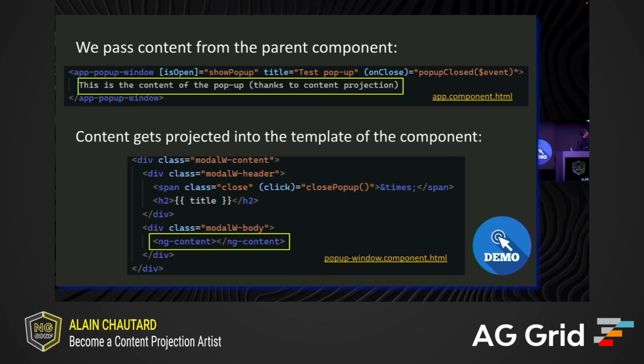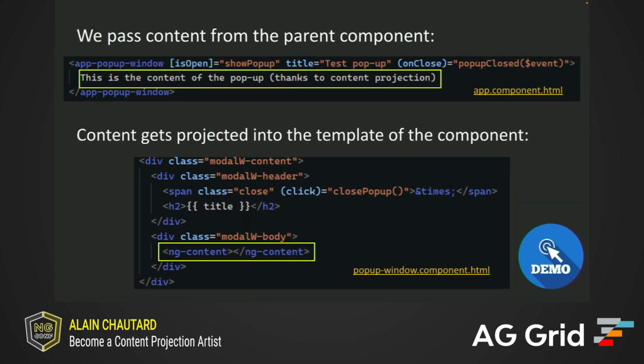So the idea is we have a parent component. The parent component displays the pop-up window, and within the content section of the component, we pass some text in here. In this scenario, it's just text, but it could be another component. It could be a big template with lots of HTML. Doesn't matter. You can pass anything you want. And that content is going to be projected into the child component using the ng-content directive.